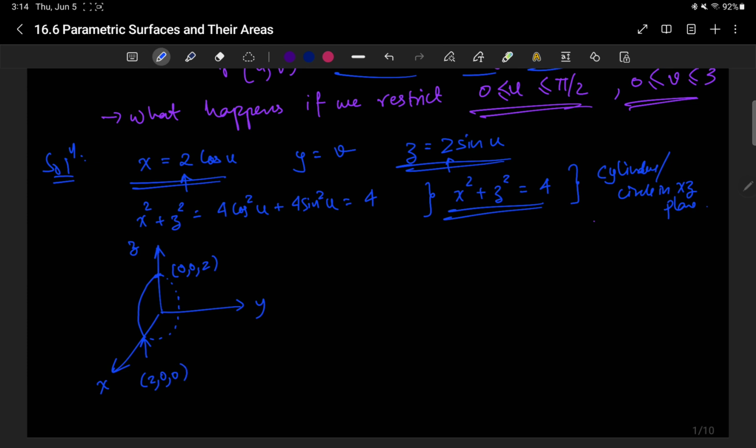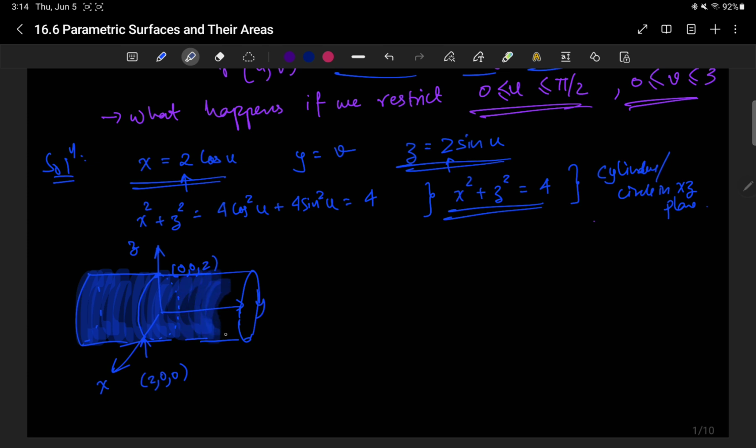Now let's look at y. What happens to y is simply equal to v, so there is no restriction, which means we're only moving parallel to the y-axis. And that's where we get this entire cylinder. So the surface being represented here is the surface of a cylinder. Yeah, that shading is not very helpful, but you get the idea.